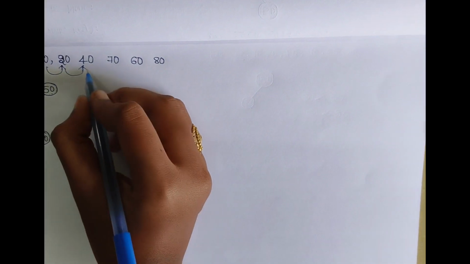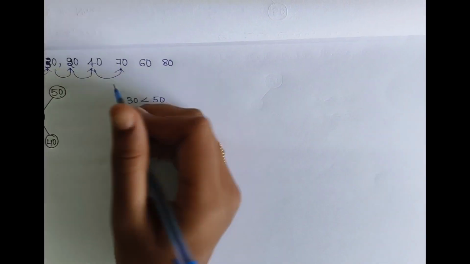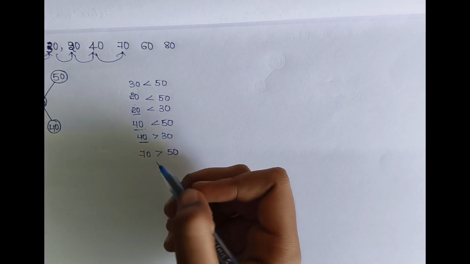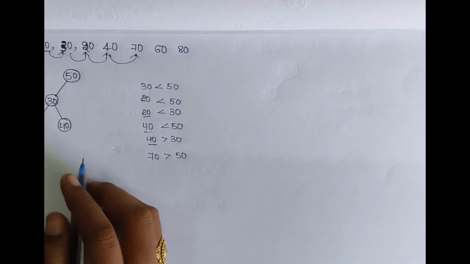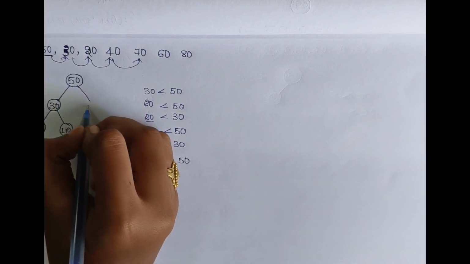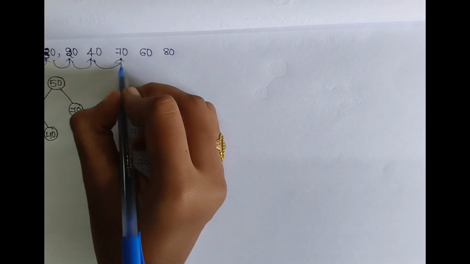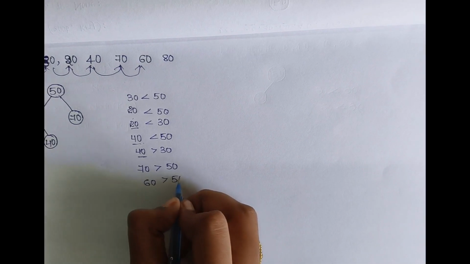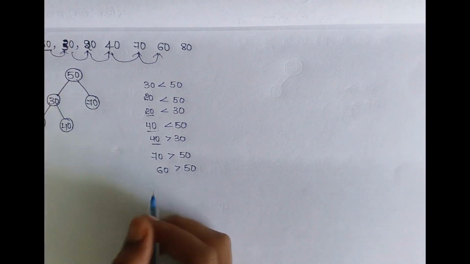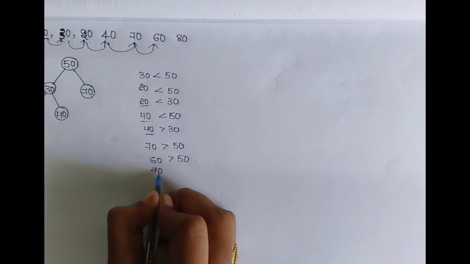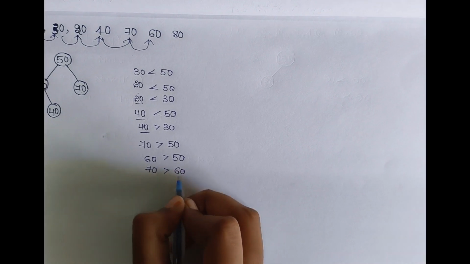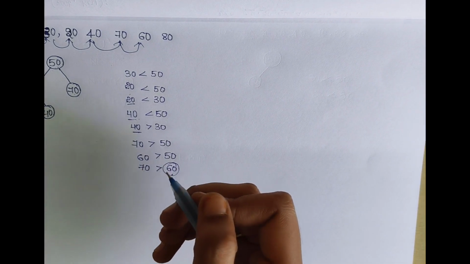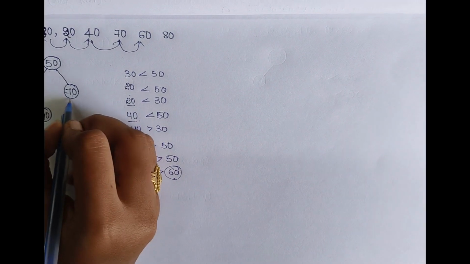And then we have to consider 70. Here 70 is greater than 50. So we have to move to the right subtree and insert directly. Consider 60. Here 60 is greater than 50 and then compare with 70. Here 70 is greater than 60. So 60 we have to insert as left child of 70.